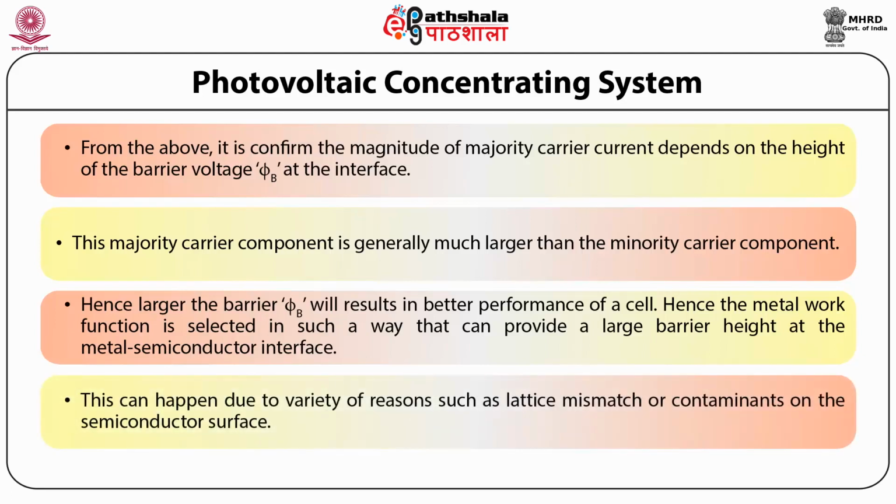This can happen due to a variety of reasons such as lattice mismatch or contaminants on the semiconductor surface. The Schottky junction can be made very easily as there is no p-n junction formation involved over here.